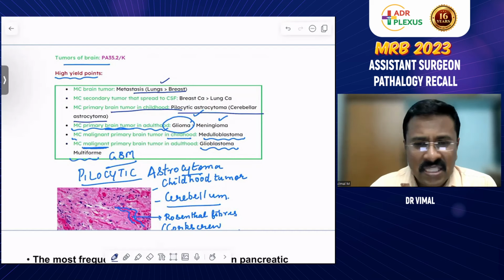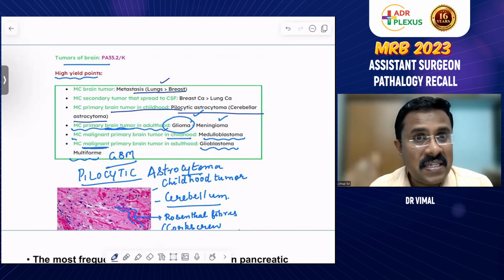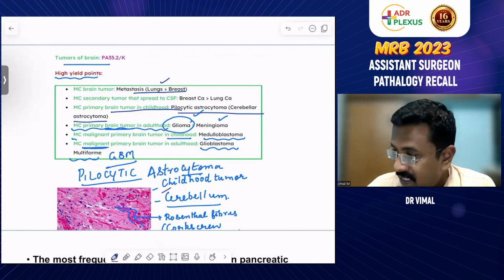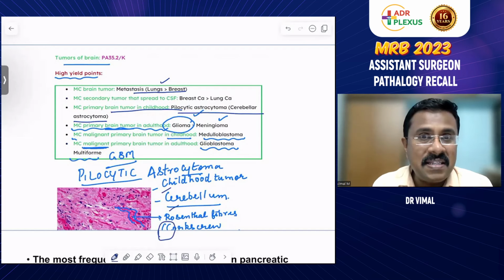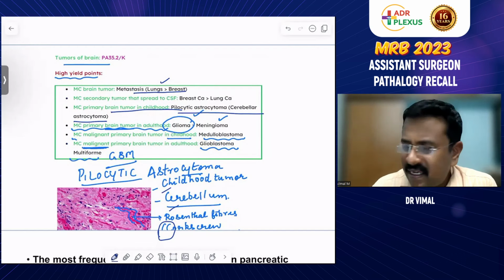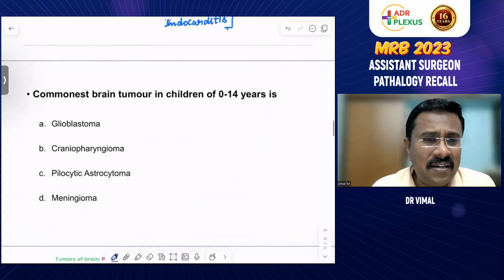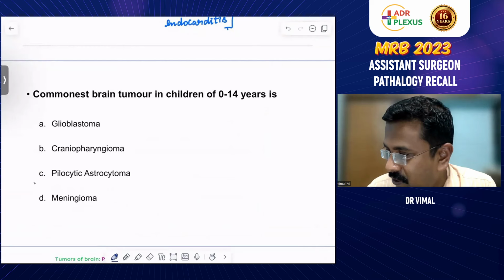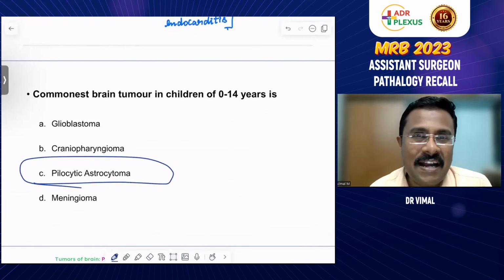Yes, and as you can see from your notes, we have discussed even about the pilocytic astrocytoma, that is CC. I told you to remember, childhood tumor. Then cerebellum is the common site, and the Rosenthal fibers have this corkscrew appearance. CCC I used to tell in the classes. So remember this pilocytic astrocytoma. So guys, as you can see here, the commonest brain tumor in a child of 0 to 14 years, obviously now you will know from our notes, is pilocytic astrocytoma.